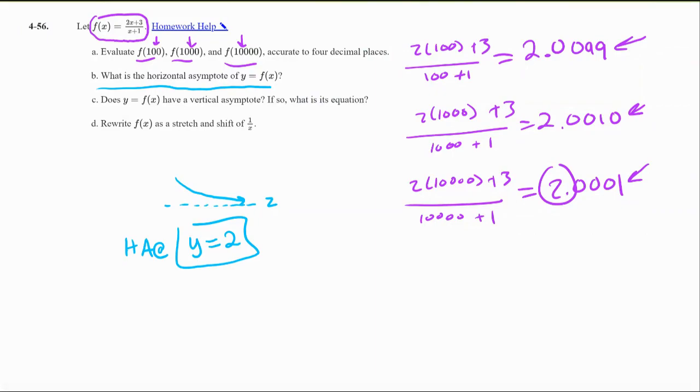For C, it says, does y equals f of x have a vertical asymptote? If so, what is its equation? So we're looking for the vertical asymptote, which is nice and straightforward because I can just look at what makes the denominator 0. And so my vertical asymptote is going to be at x equals -1, because I know that vertical asymptotes talk about the x values, and the only x value that's not allowed is what makes the denominator 0.